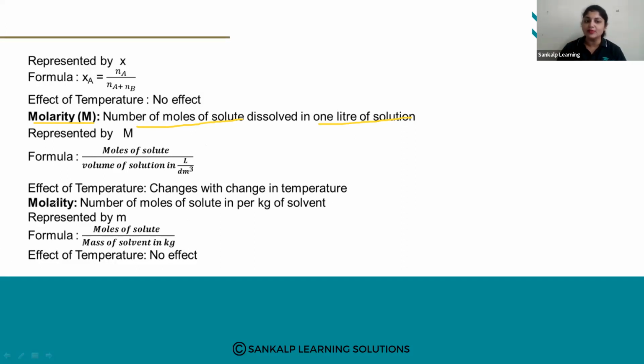What is molality? Molality is the number of moles of solute dissolved per kg of solvent. It is represented by small m. The formula is number of moles of solute divided by mass of solvent in kg. Here it is taken in kg. So we have discussed molality and molarity.